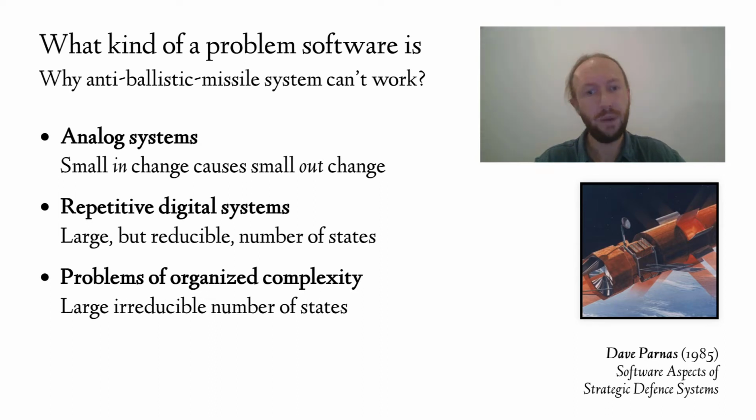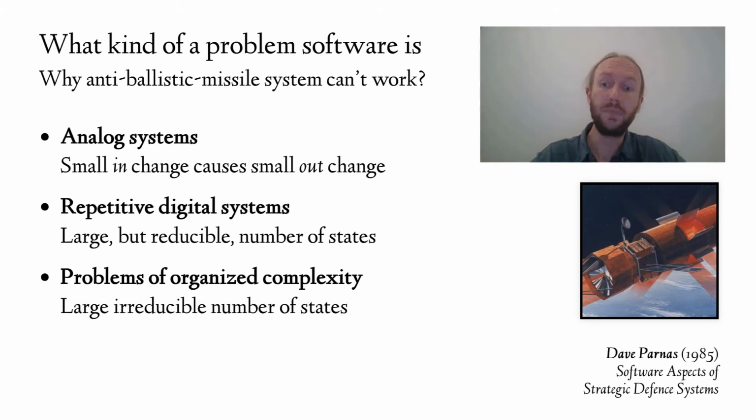So Dave Parnas points out that the easiest systems to deal with, the ones that engineers know how to cope with very well, are analog systems, where they operate within some safe operational range, and a small change in the inputs will cause a small change in the outputs. So if you know that individual components are well behaved, then you can pretty much understand the whole system.